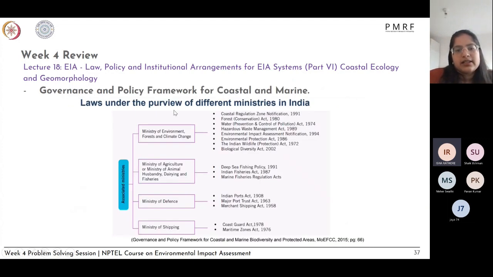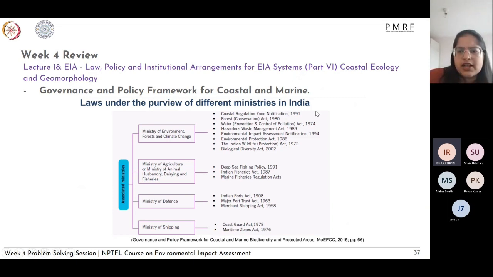And then looking at the different ministries and the laws which fall under their purview and implementation. We looked at all of these ministries previously. So we have the Ministry of Environment, Forest and Climate Change, MOEFCC. It implements the following laws, which is the Coastal Regulation Zone Notification. So we have different zones near the coastal region, which we look at further.